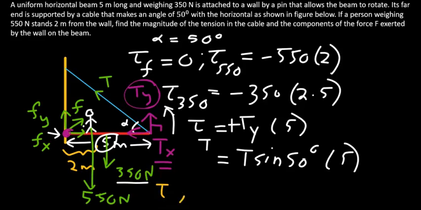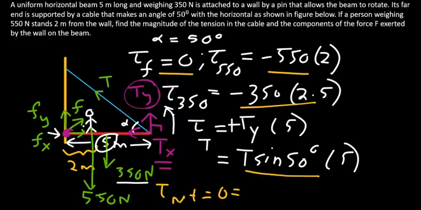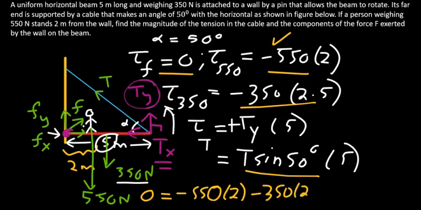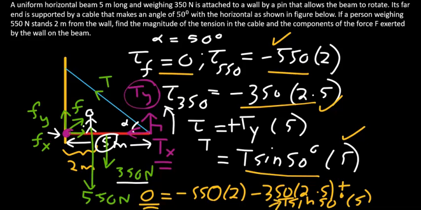So the net torque, which is 0, equals this plus that plus that plus that. So what we mean is equating the net torque, which is 0, to minus 550 times 2, that's this one, plus minus 350 times 2.5, which is that torque, plus T sine 50 times 5, which is this torque, equals 0. And you can solve for the unknown tension.